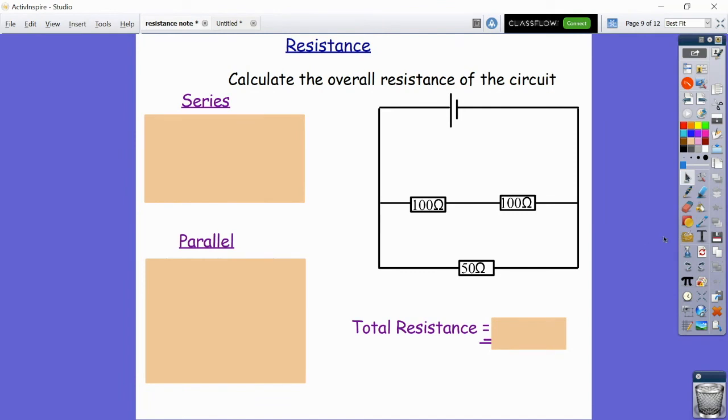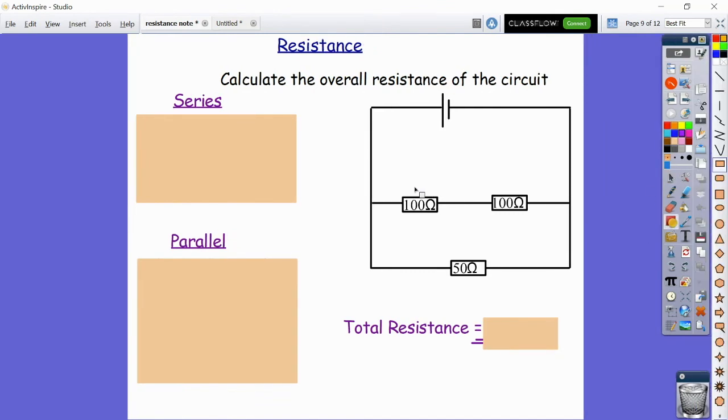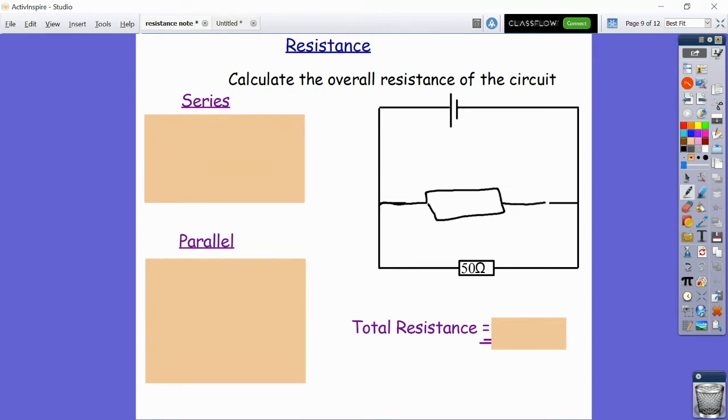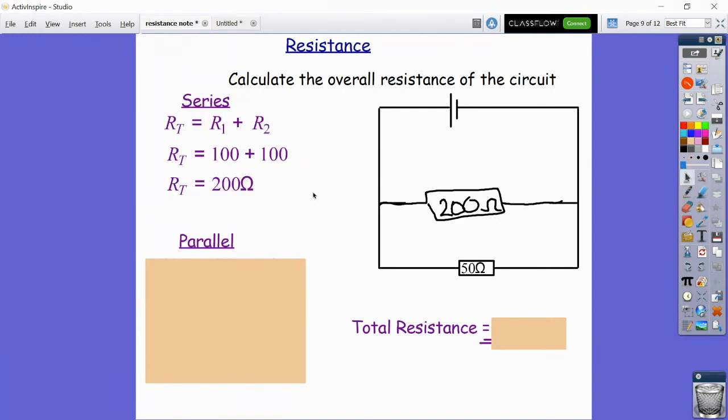So to simplify this one, what I might want to do is think, what is my 100 and my 100 next to each other equivalent to? Just rub that out and back with my pen. So I want to replace that 100 and that 100 with a single resistor. Well, the current would have to go through both. They were in series, so that is going to be a 200 ohm resistance. Of course, you can write out the working like this.